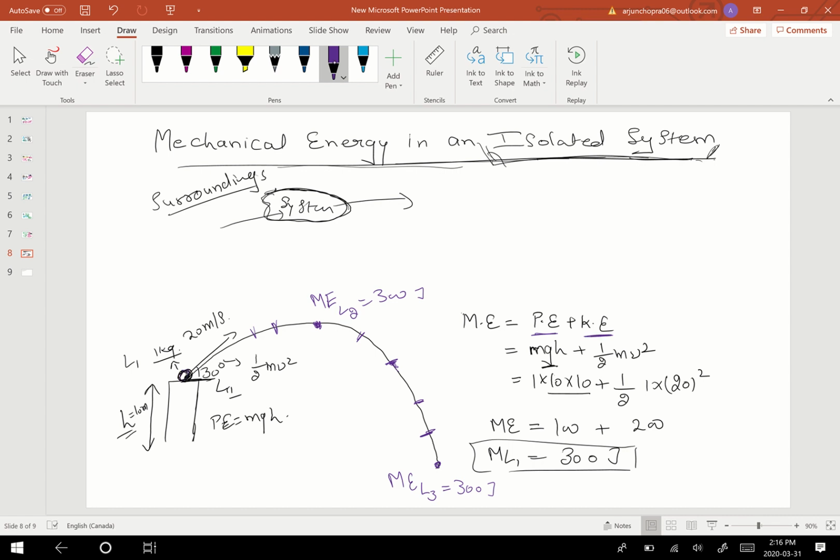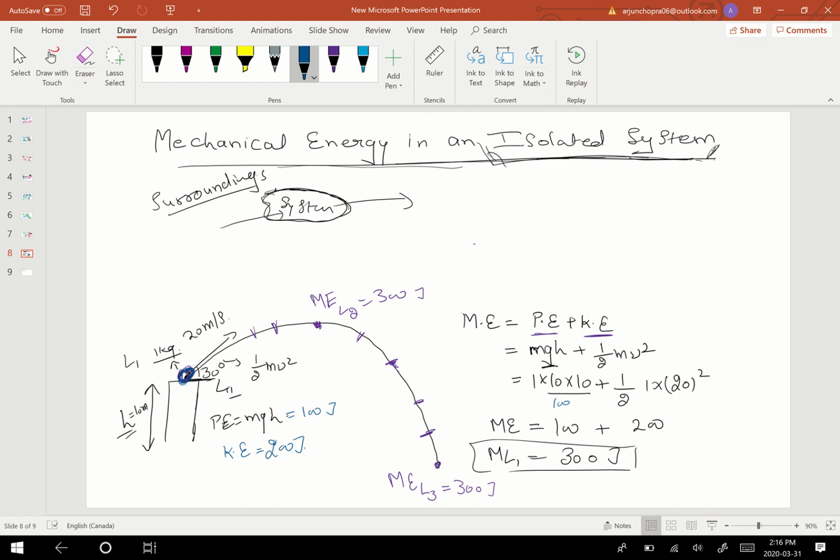So when the projectile was somewhere here at the initial location, I'm gonna change the color. So this is the initial. So here the potential energy was 100 joules, and the kinetic energy was equal to 200 joules.